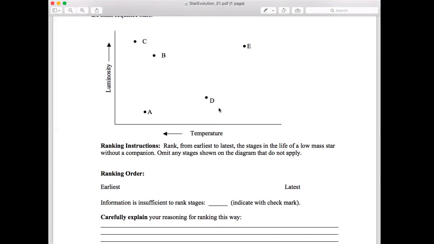Okay, Raul, so what did you figure out now? What is the correct sequence here? Okay, D is the first one, the earliest. Then will be A, E.